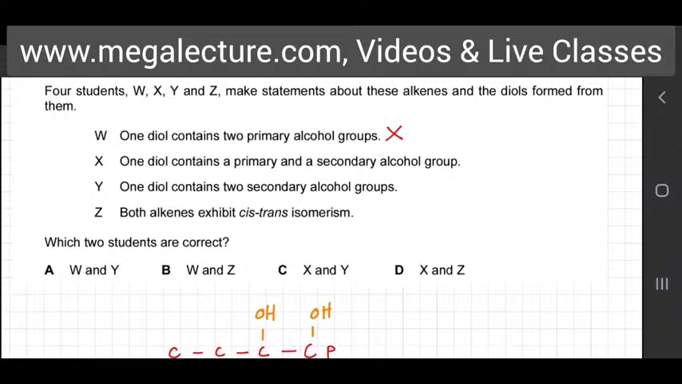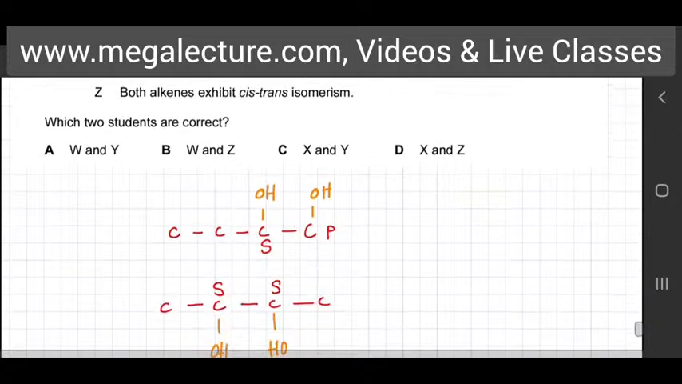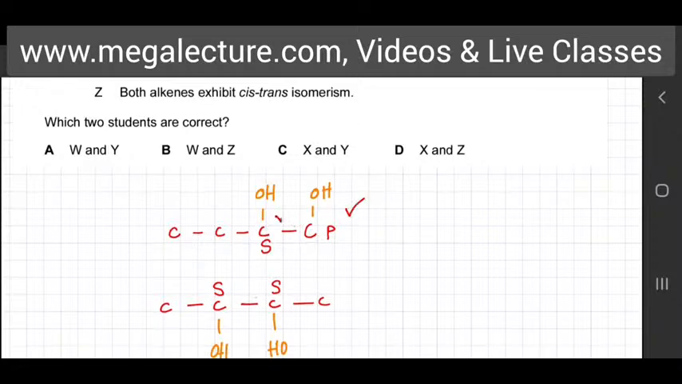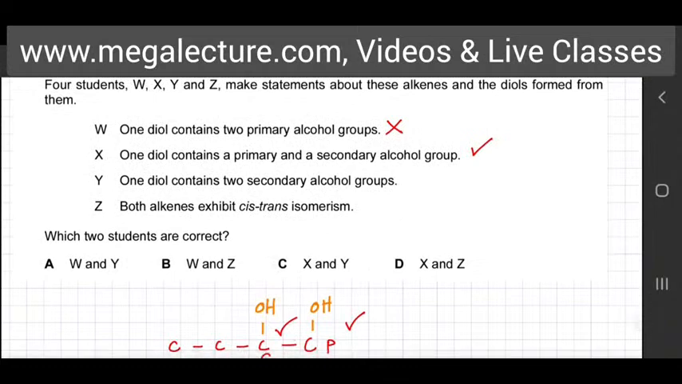One diol contains a primary and a secondary alcohol group. That is true. So one of the diols does contain a primary and a secondary group. The other one, just remember, contains both secondary. So student X is correct: one diol contains two secondary alcohol groups. That is also true. And both alkenes exhibit cis-trans isomerism.